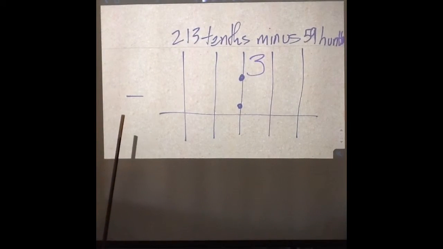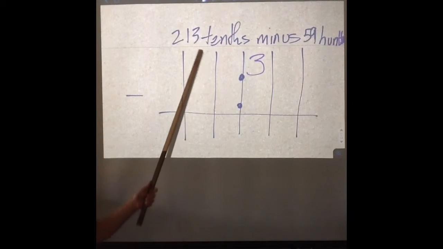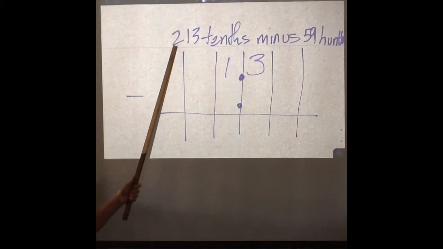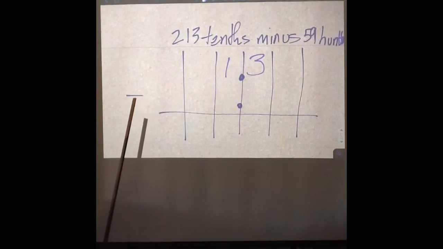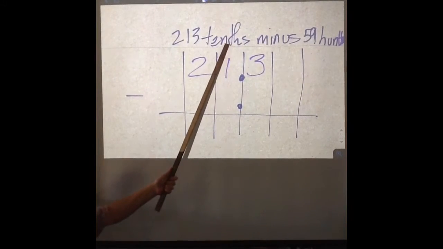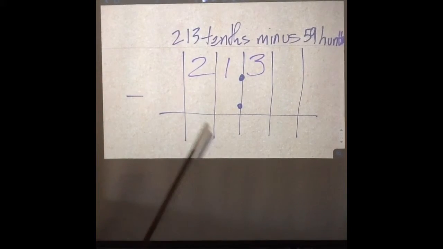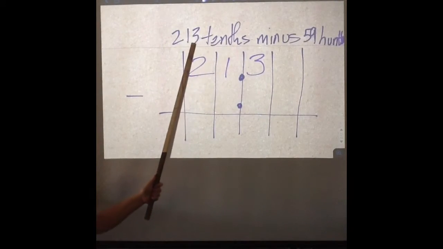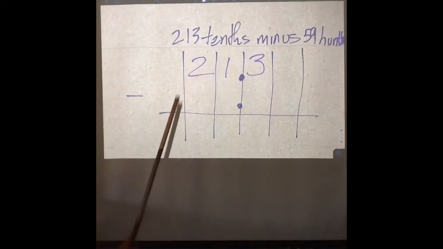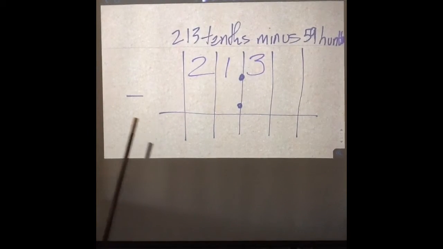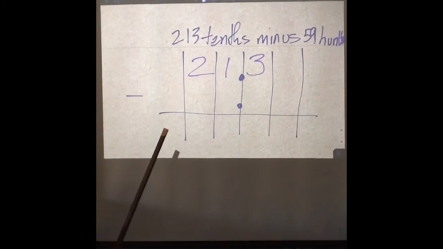So what do I do with the 1? I put it in the ones. And then what do I do with the 2? I put it in the tens. Okay, so this is 213 tenths, right? Remember, whenever we say the number, like the 3, it goes in the tenths column. How about this one, the 59 hundredths? Where does the 9 go? It goes in the hundredths spot.